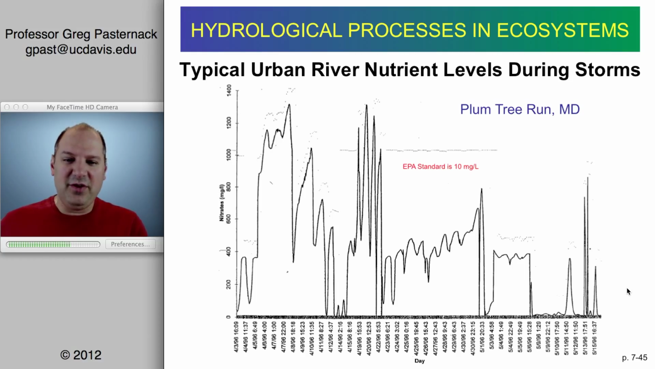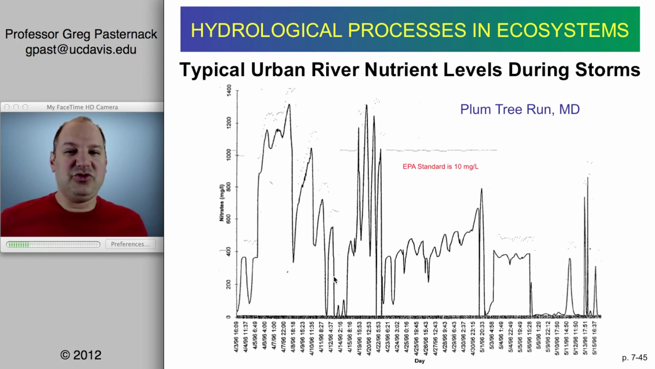This was just some field data that was collected. Forget about the dots. I think that's just from the quality of the paper, and focus on the line. So here, this shows beginning April 3rd, 1996, and going to May 1st, 1996. And on the y-axis is the concentration of nitrate in Plum Tree Run, which is a creek in Maryland. For reference, the EPA standard is 10 milligrams per liter as the drinking water standard.